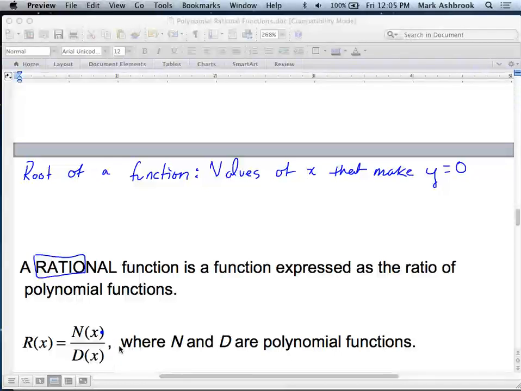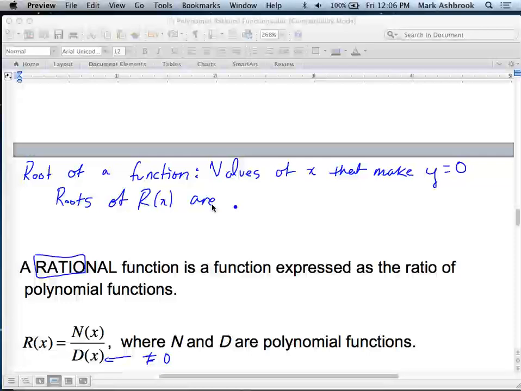So d cannot be 0. What values of x make this whole thing 0? Taylor. You said it. Yeah, so when you have 0 divided by anything except 0, so 0 divided by any non-zero number, that makes the whole thing 0. So the roots of a rational function, the roots of r, are the roots of n.